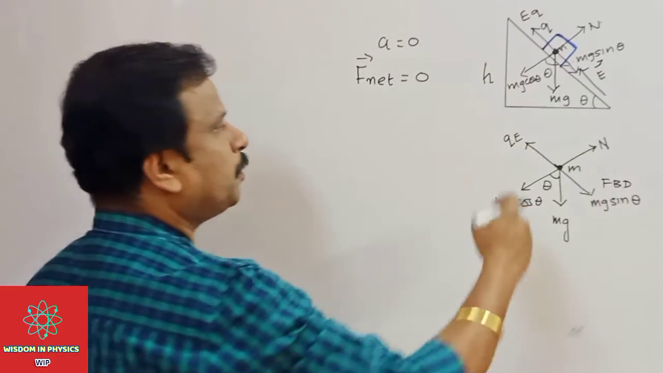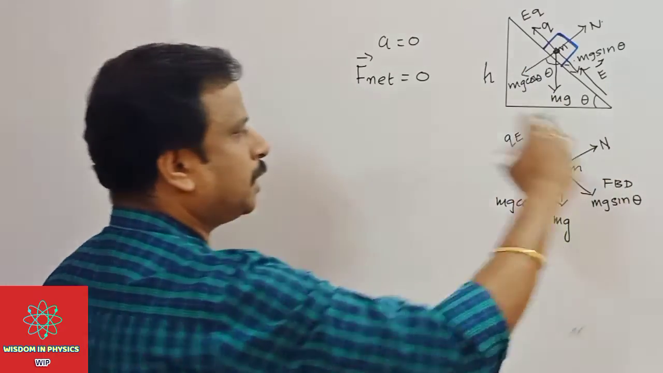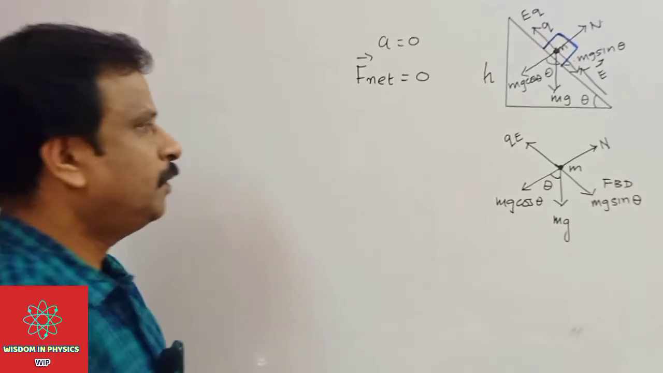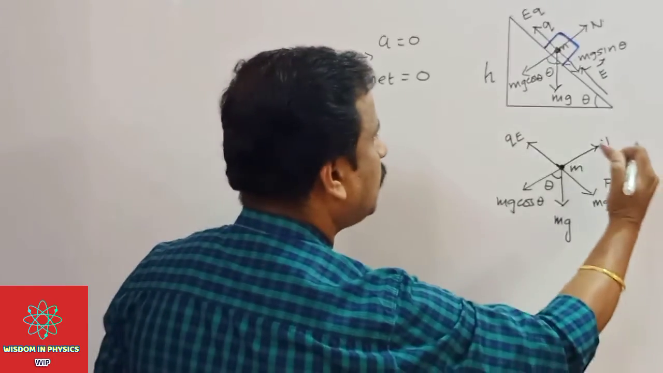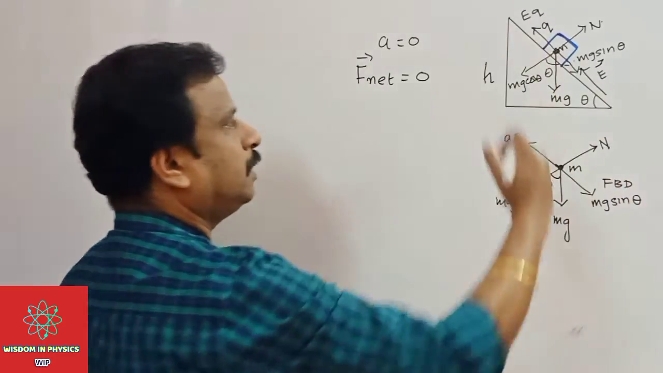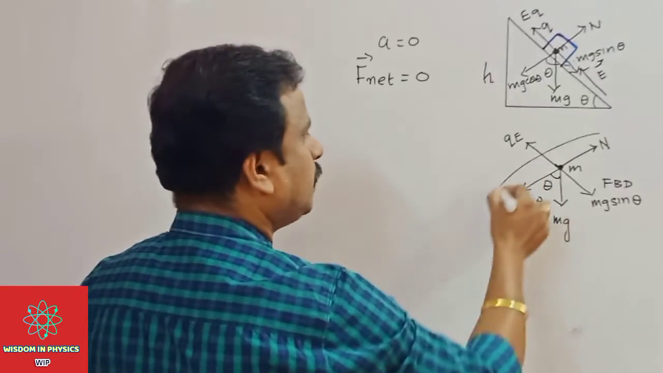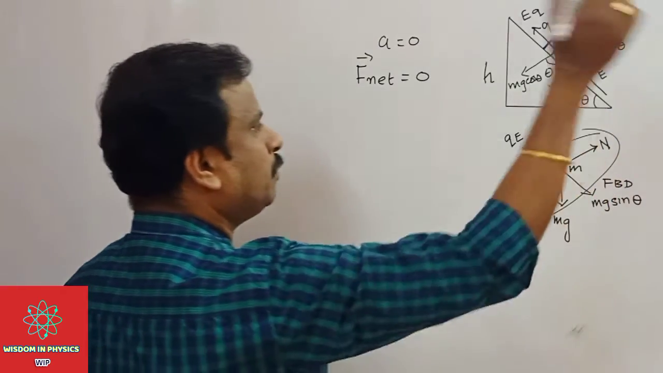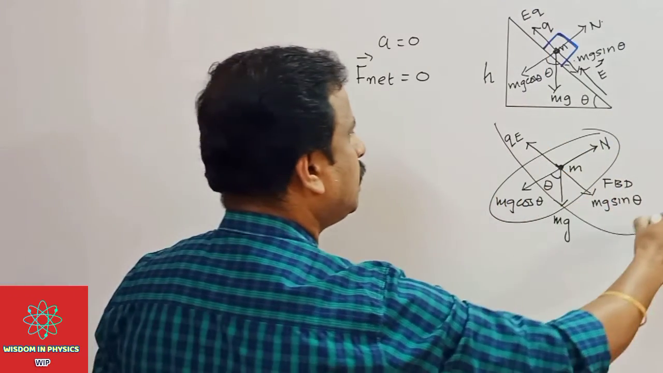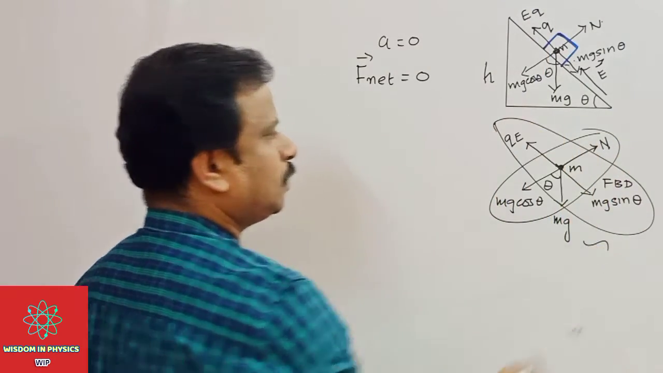So we will talk about only the sin theta component, because the electric field is acting only along the inclined surface. That's why we don't consider the other one, because there is no vertical motion. We consider only this one.